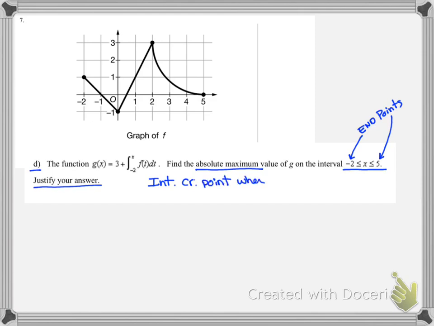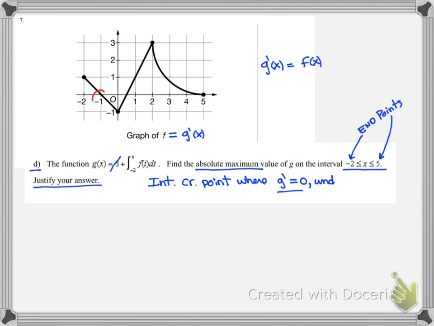What makes something a critical point? Of course, where the derivative, in this case we'll be talking about g prime, equals 0, or it could equal an undefined value. And so we've already come up with the derivative in the earlier part of the problem. G prime of x, well, the derivative of 3 was 0, so we were looking at just f of x. So this is really our derivative right there. And so we're wondering, well, where is the derivative 0 or undefined?